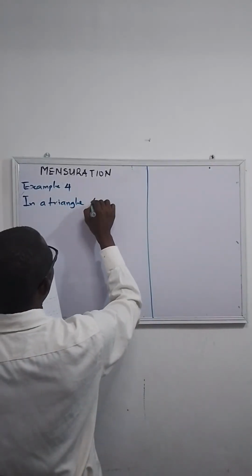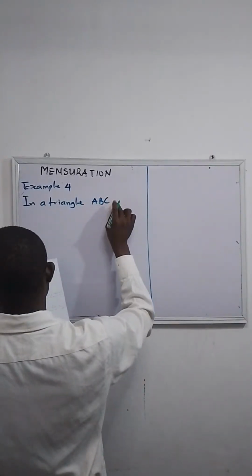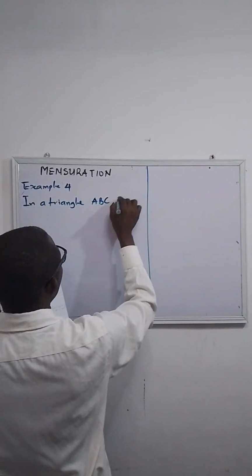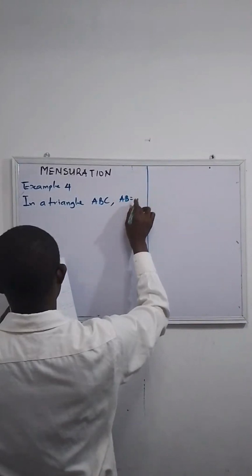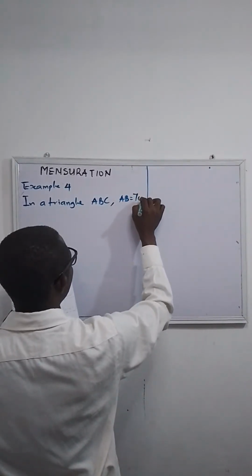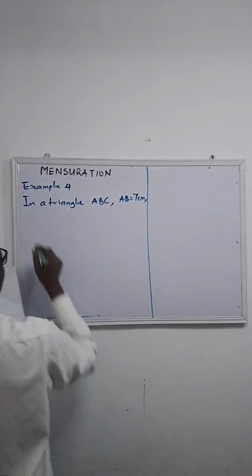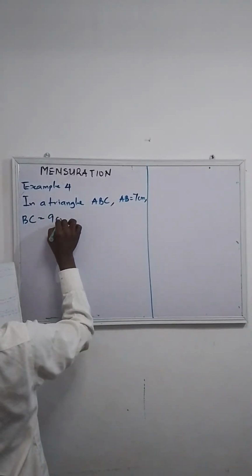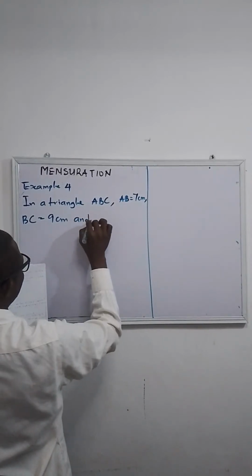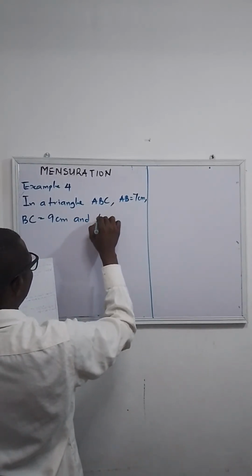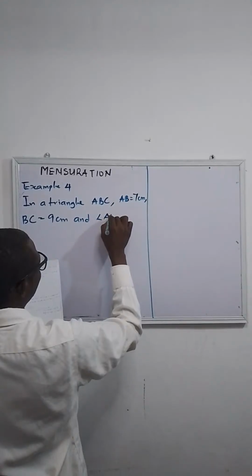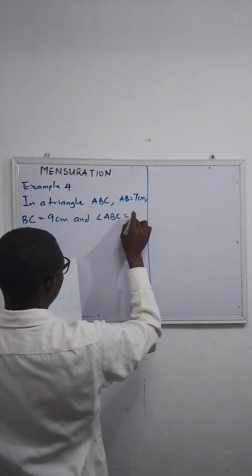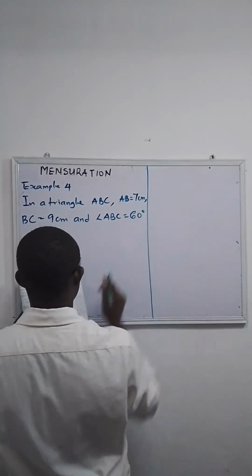In a triangle ABC, AB equals 7 centimeters, BC is 9 centimeters, and angle ABC equals 60 degrees.